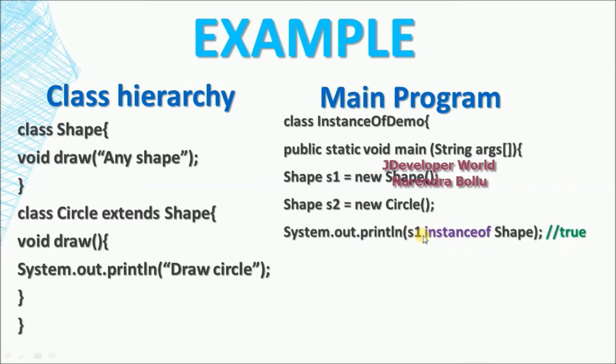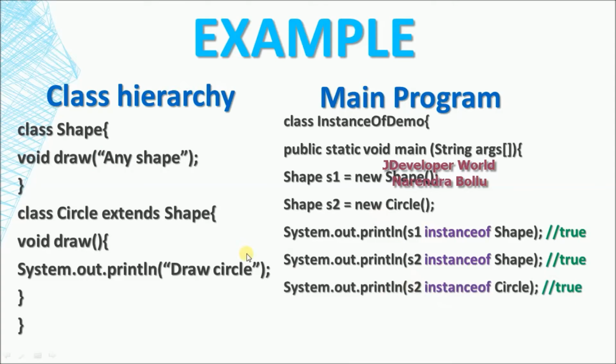And in System.out.println I am using the instanceof operator like this. s1 instanceof Shape. I am validating whether s1 is an instance of Shape or not. So here s1 is an instance of Shape, so it will be true. And s2, I am checking whether it is an instance of Shape or not. This is anyway a child class, so this is an instance of the superclass. So this will return true. Means all child class objects are instances of this child class and instances of the parent class also.